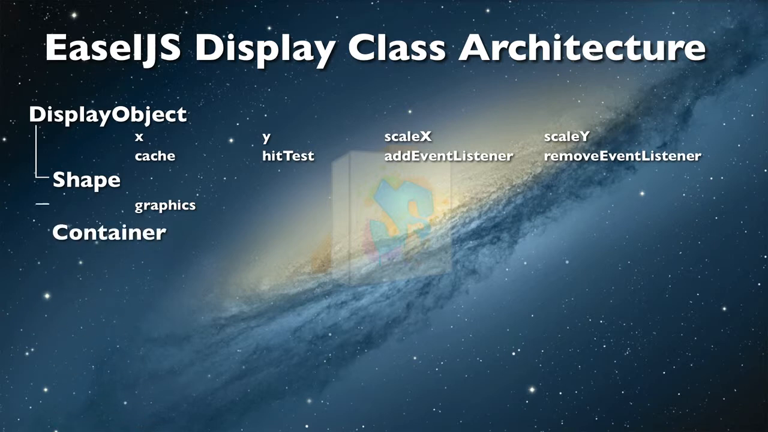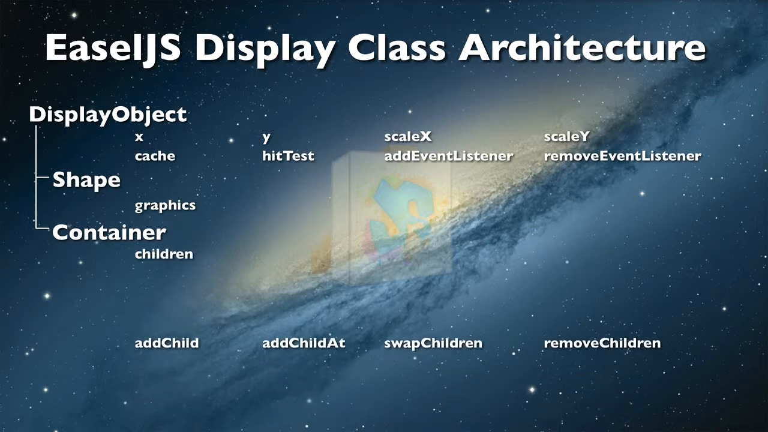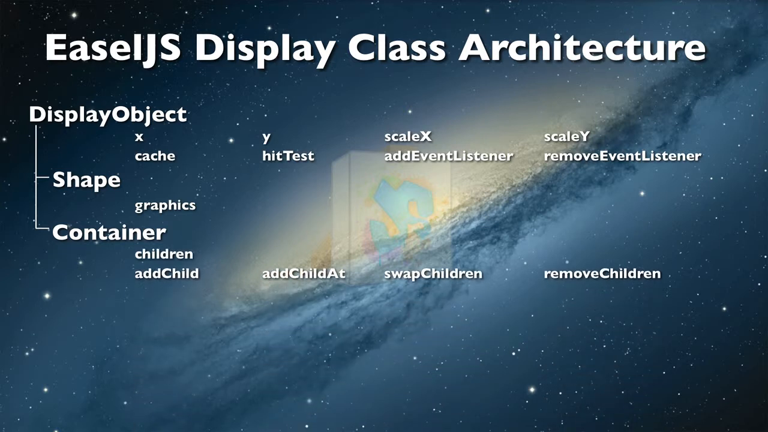Container is a subclass of display object. It is a nestable display list that allows you to work with a composite of display objects. It adds properties and methods for handling the display list. Its key property is an array of display objects called children. The key methods deal with managing the children property.